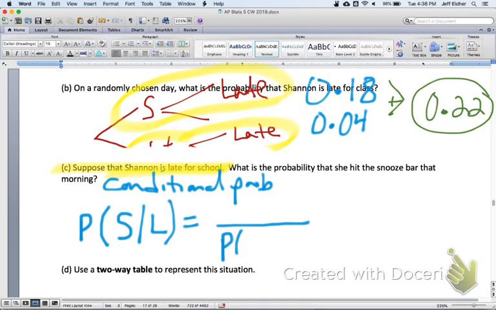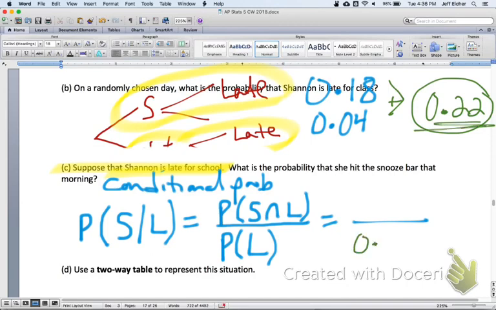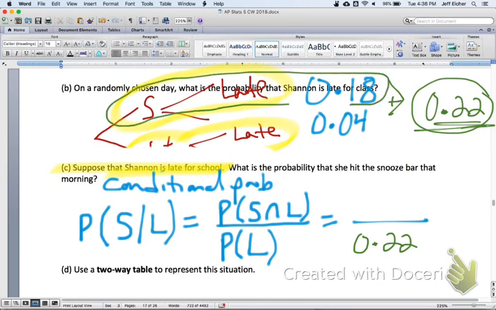Our denominator is now that given part, that condition, the probability she's late. The numerator is the probability that she hit snooze and is late. Some notation there. So what's the probability she's late? Well, we calculated that up here, 0.22. And what's the probability she hit snooze and is late, this numerator? Well, I believe that was this number from the tree diagram, hitting snooze and is late, 0.18.